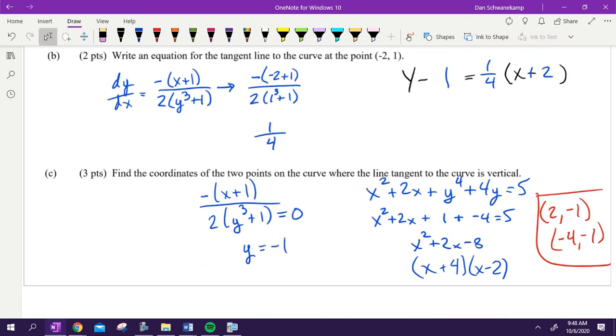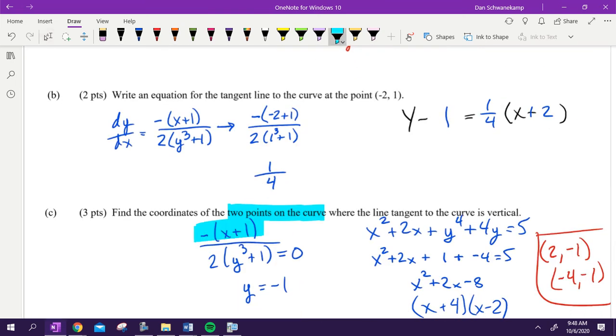The third one says find the coordinates of the 2 points on the curve where the line tangent to the curve is vertical. Show me with your arm, what does a vertical line look like? If you're tangent to this, it means it's the same. What would the slope be of a vertical line? It's undefined. Okay? So based off of this derivative that we have here, if we are undefined, what is going to be true about that fraction? The bottom is 0. I don't care what the top is. I want the bottom to be 0. That's when I'm going to get a vertical line.